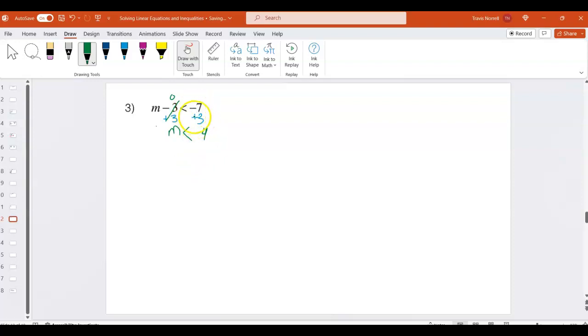Another way to do this is if your signs are different, subtract the numbers. 7 minus 3 is 4, and keep the sign of the bigger number. The bigger number is negative, so that would be negative 4. M would be less than negative 4.